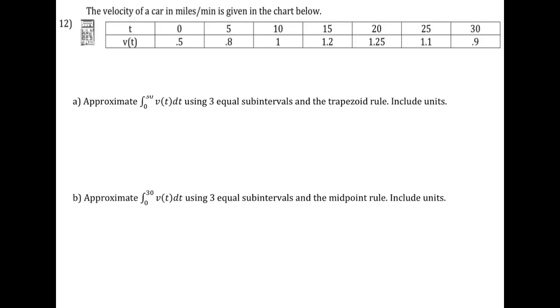Okay, problem number 12. We're given a data table of velocities here: the velocity of a car in miles per minute, given in the chart below. And we want to approximate the integral from 0 to 30 of the velocity function using three equal subintervals and the trapezoid rule. And we need to think about units here.